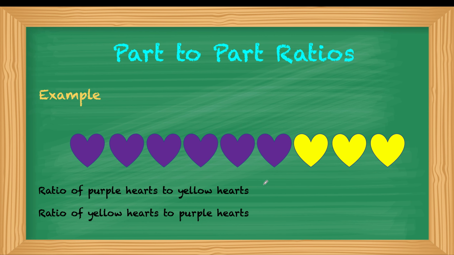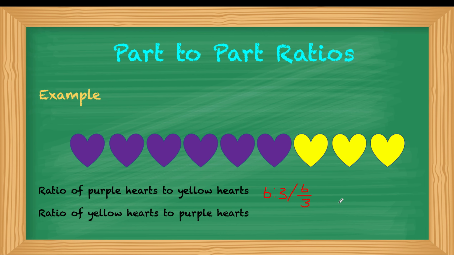All right, so it would be 6 to 3. Excellent. Now, remember, it can also be written as 6 over 3, right? Remember, it can be represented in different ways.